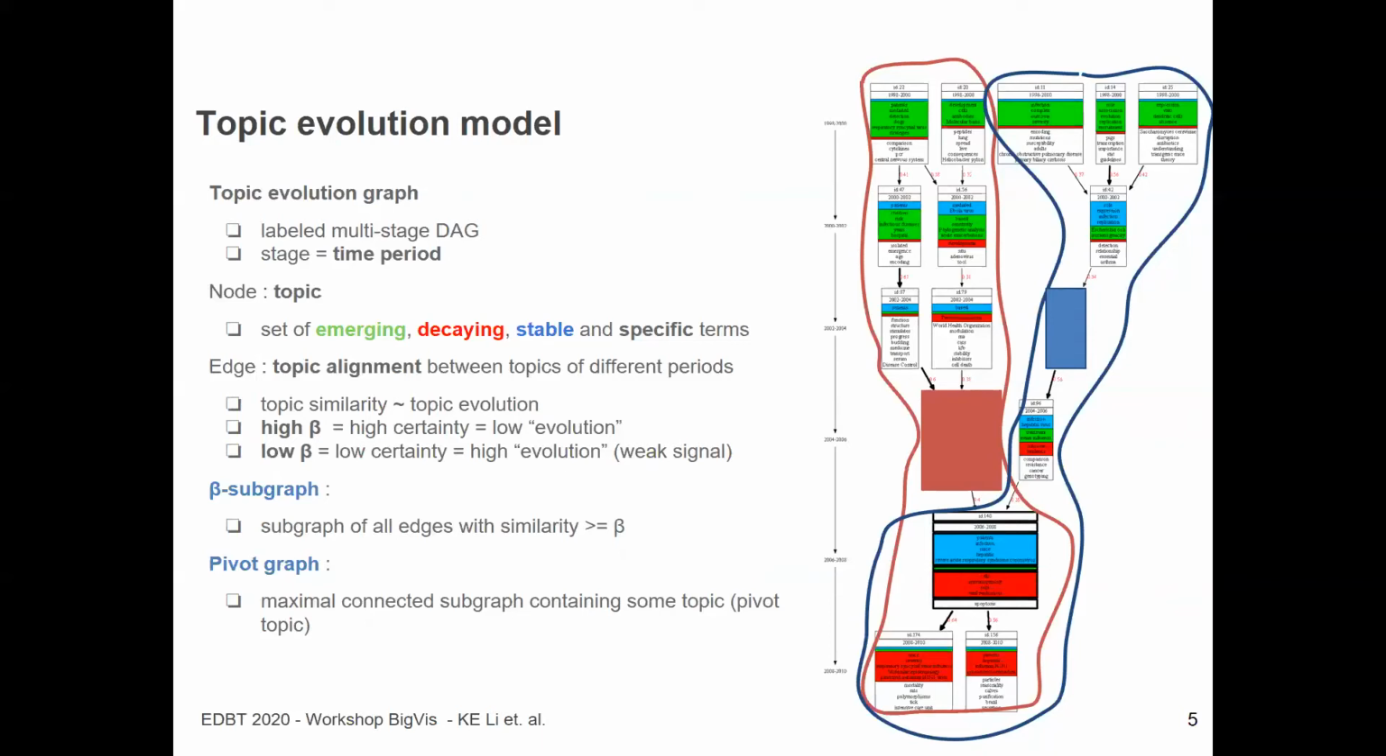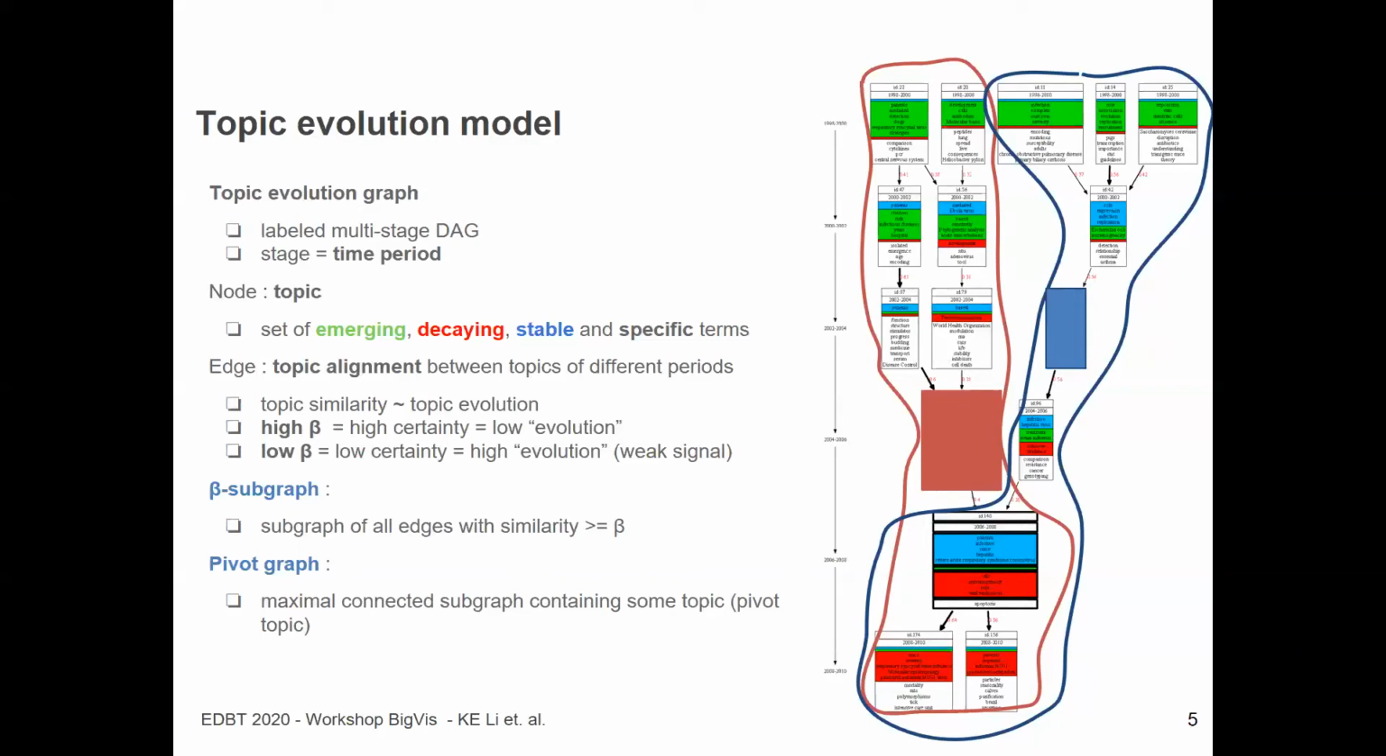A topic node is labeled by 4 categories. Emerging terms are colored in green, which don't exist in past topics, but appear in pivot and future topics. Decaying terms are colored in red, which will not exist anymore in future topics. Stable terms are colored in blue, which exist in both past topics and future topics. And specific terms only appear in pivot topics.